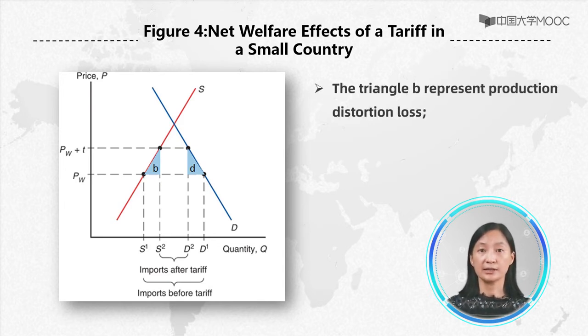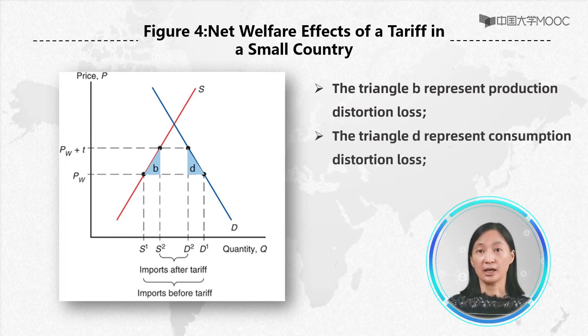Triangle B is the production distortion loss resulting from the fact that the tariff induces domestic producers to produce too much of this good. The domestic producers are less efficient compared with foreign producers, so the resources are wasted. Triangle D is the domestic consumption distortion loss resulting from the fact that a tariff induces consumers to consume too little of the good. In a word, levying an import tariff reduces a small nation's welfare.